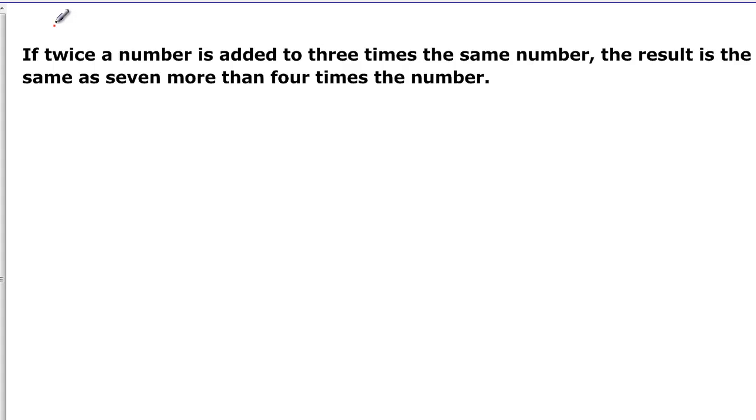Twice a number. Twice a number means times 2, and a number would be x, is added to 3 times, so 3 times the same number, which is x. The result is the same as, which sounds like an equal, 7. We've got our 7, more than means adding 4, and then times, I'm going to put a dot here for times, the number, which is x. Remember, with more than, order doesn't really matter, but we may want to just switch them to have one rule.